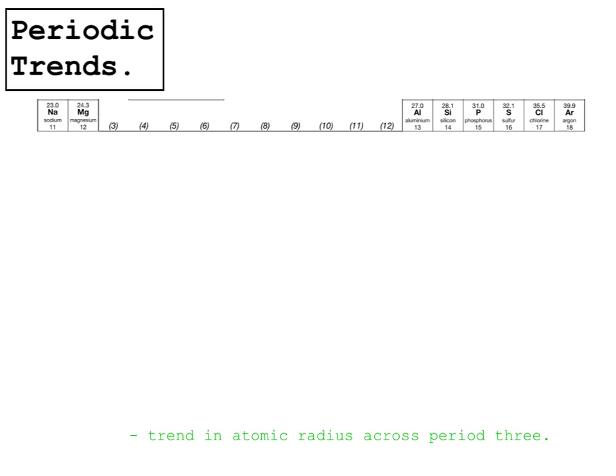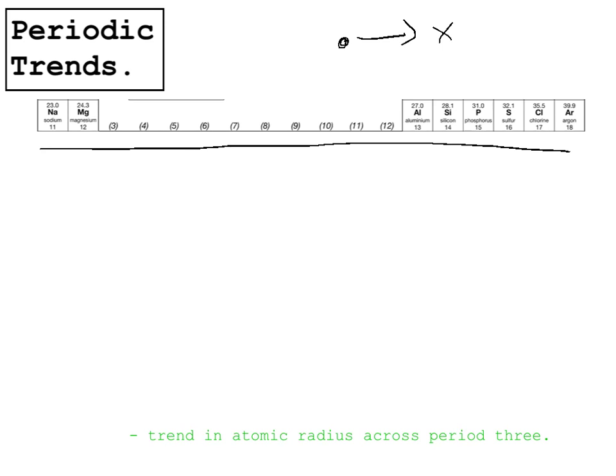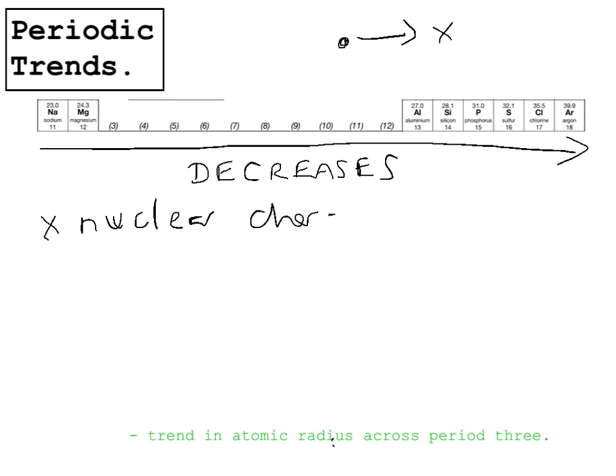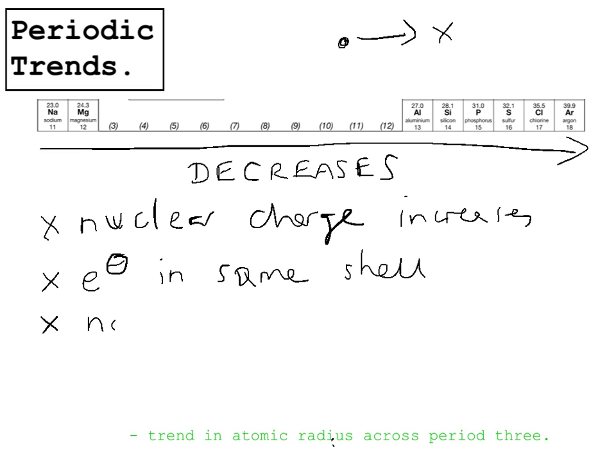The next trend you've got to describe is the atomic radius, which is the distance from the nucleus to the outer electron. And as you go across from the left to the right of the period, this time the atomic radius decreases. But the reason is exactly the same as the others, the ionization energy and electronegativity. You'd say the nuclear charge increases, and electrons in same shell and no extra shielding.